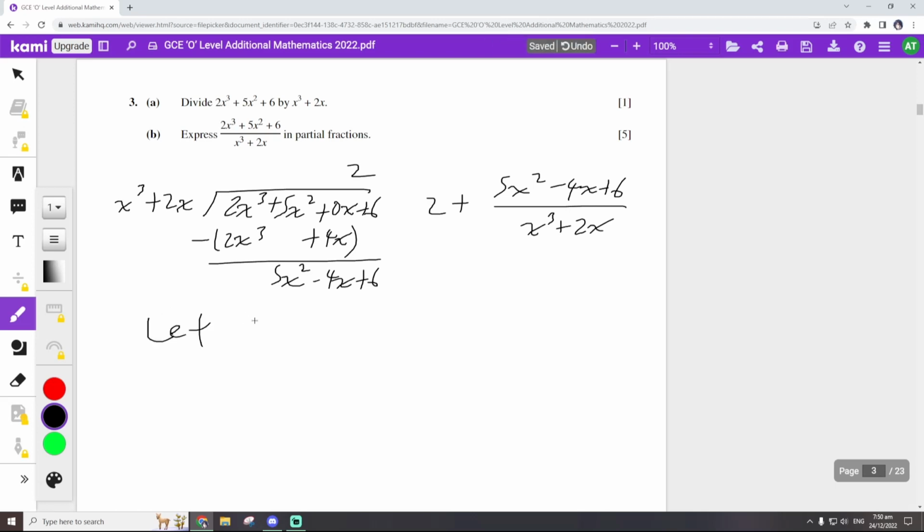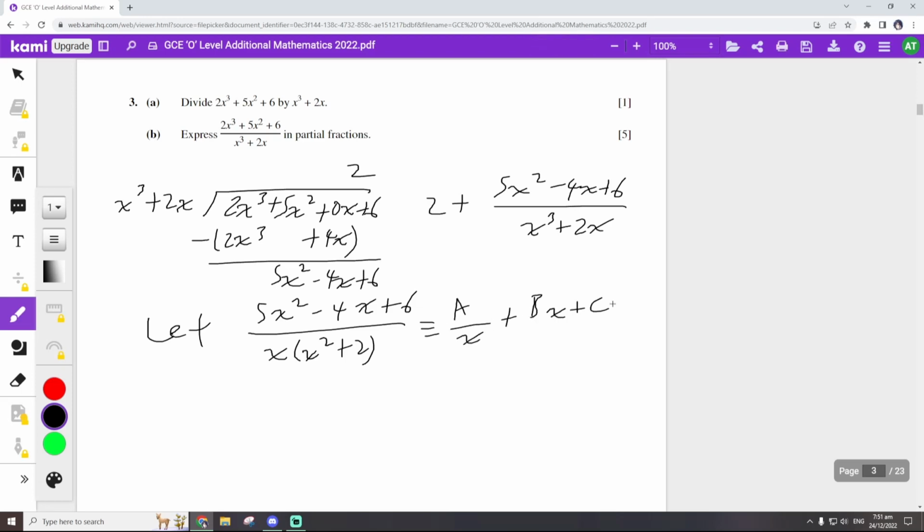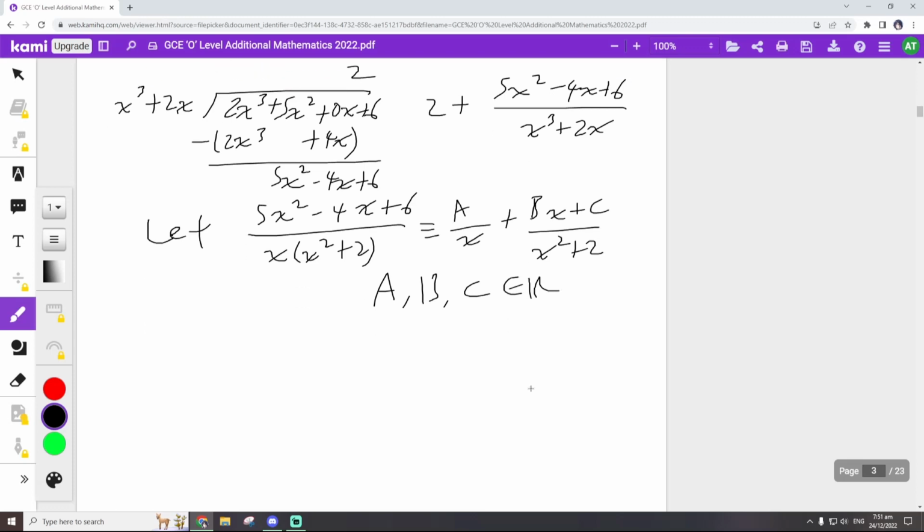So let 5x squared minus 4x plus 6 over x cubed plus 2x, which can actually be factorized into x and x squared plus 2, be identical to A over x plus Bx plus C divided by x squared plus 2, since this is the irreducible quadratic case. Then A, B, and C are real numbers to be determined. There's many ways you can do it. You can do comparing coefficients, or you can do simultaneous equations.